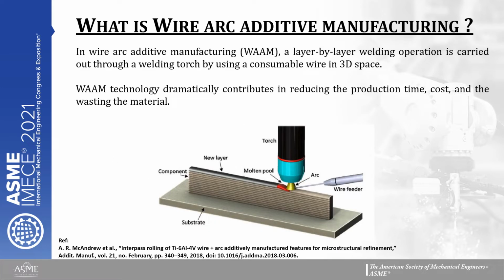First of all, what is meant by wire arc additive manufacturing? In wire arc additive manufacturing, a layer by layer welding operation is carried out through a welding torch by using a consumable wire in 3D space. WAAM technology dramatically contributes in reducing the production time, cost, and the wastage of a material.